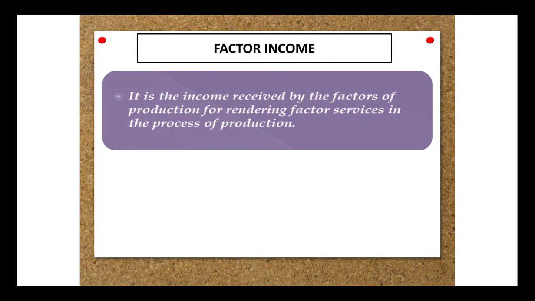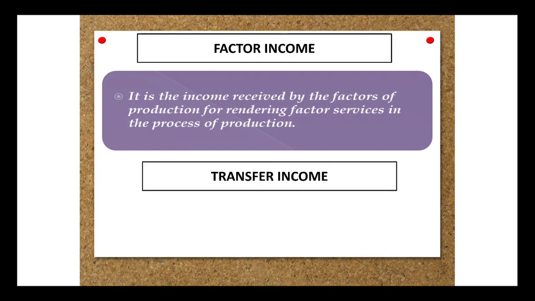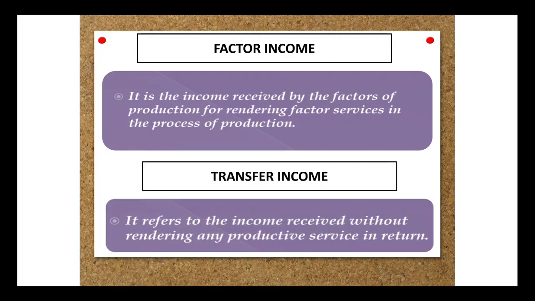And how is it different from transfer income? Transfer income is basically a unilateral payment, where you are receiving income, for example a scholarship, donations, charity, and old age pensions, where you are getting senior and receiving some kind of compensation for it. So this is the basic difference between the two. In the case of transfer income, no factor services are rendered.